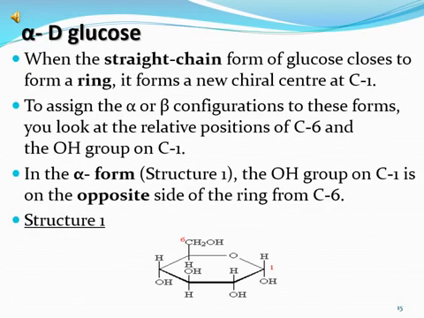Now, what is alpha D-glucose? When the straight chain form of glucose closes to form a ring, it forms a new chiral center at carbon number 1. To assign the alpha or beta configuration to these forms, you look at the relative position of carbon number 6 and the OH group on carbon number 1. In the alpha form, as you see in the structure below, the hydroxyl group on carbon number 1 is on the opposite side of the ring from carbon number 6.